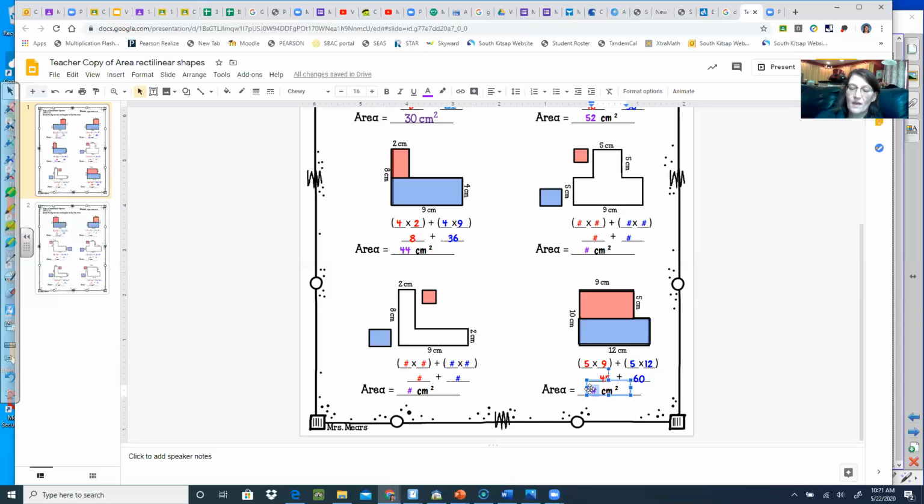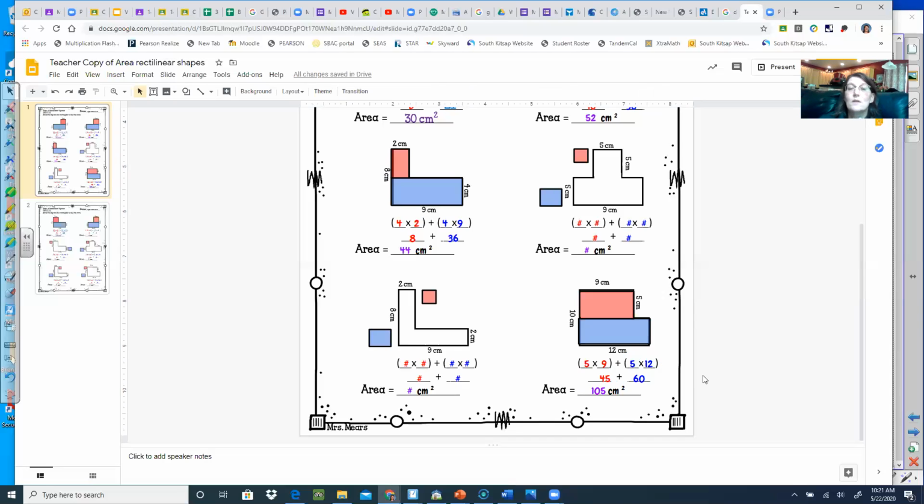I know I'm going to have a 5 in the ones place. And now 60 plus 40 is 100. So you should end up with a total of 105. So there's 2 on that page that I want you to do all by yourself.